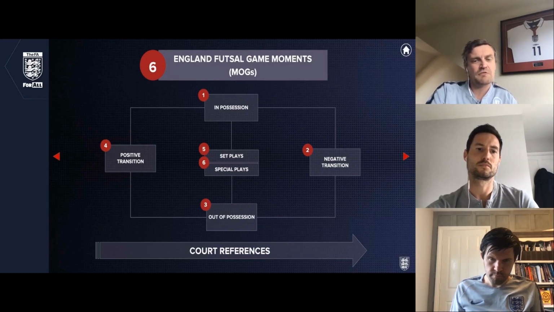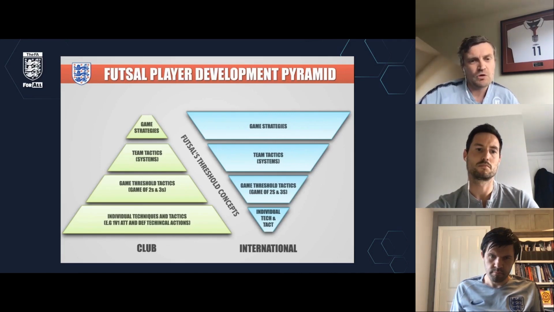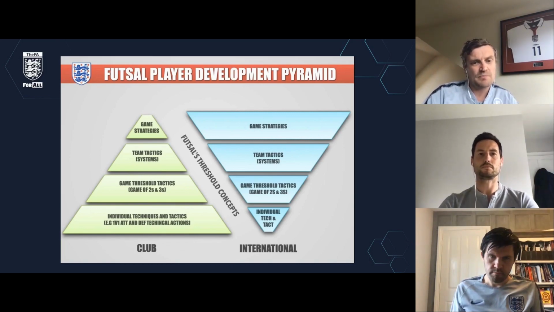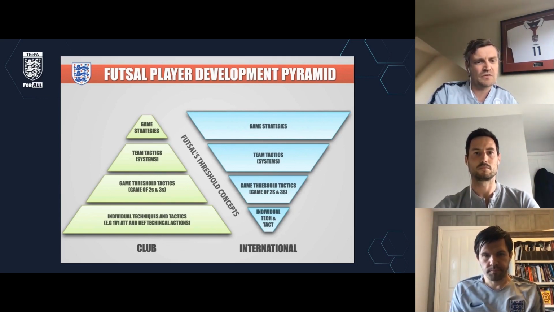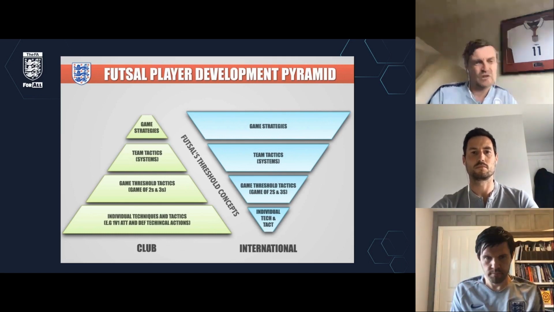Today we're going to focus on the individual tactics and techniques within futsal, and the individual stuff within the in possession moment. But just to show what we would call the development pyramid in futsal and how we would build our concepts. For me, a concept is a technical action with a tactical outcome. You can pass a ball technically, but then if you put it into a game, how do you get the tactical outcome from that? So we're working on the bottom of the pyramid today, about 1v1. Well, not 1v1s, but individuals. We call them 1v1s, but we mean individual technical and tactical actions.